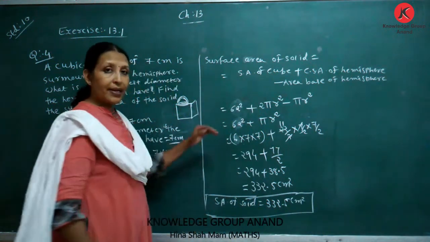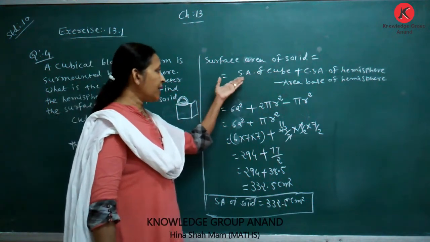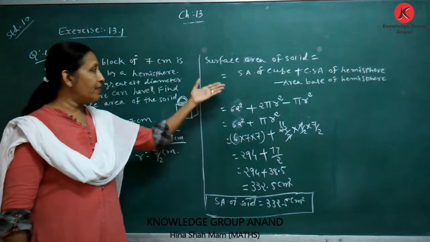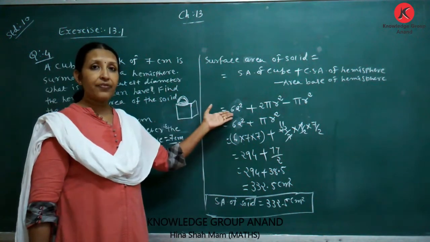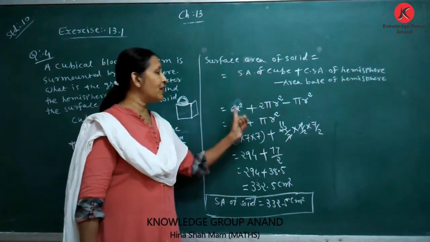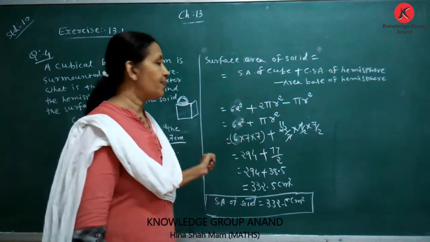I used the formula wrongly. By mistake I wrote the formula of volume of cube, a cube, but here it is surface area of cube, so 6a square.